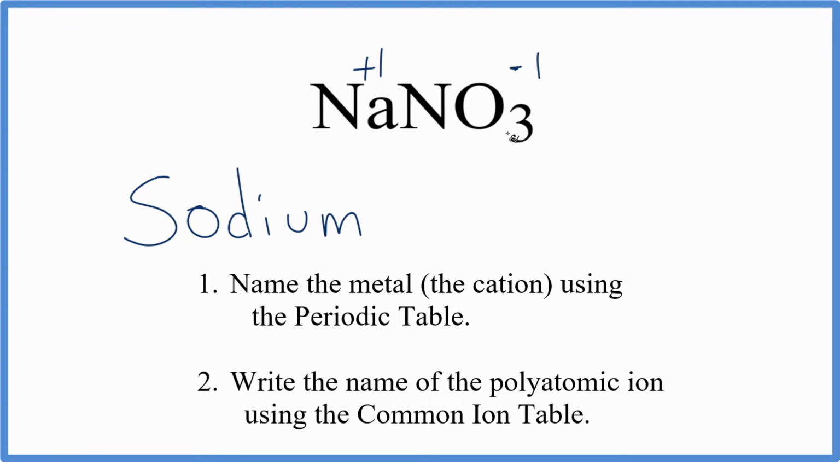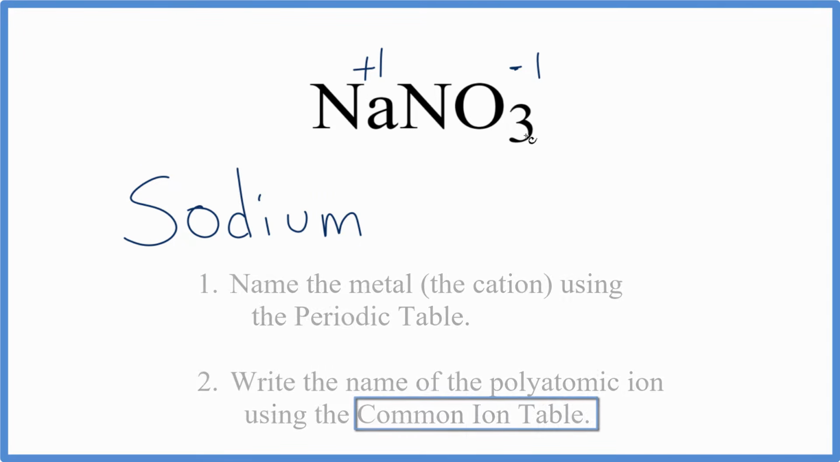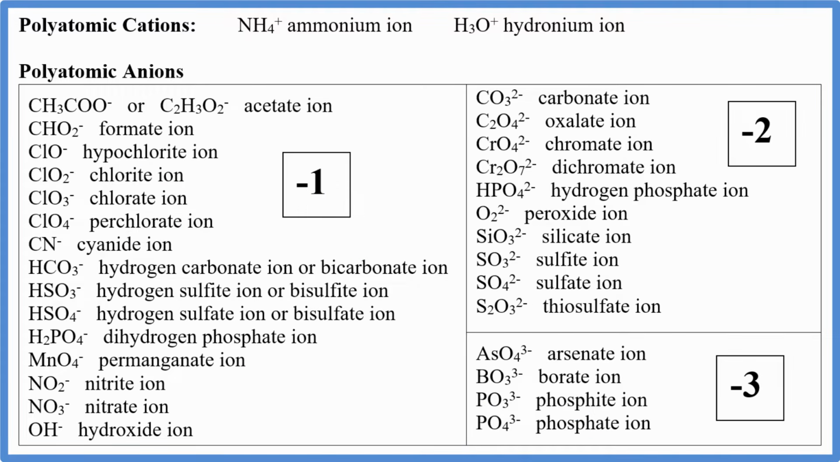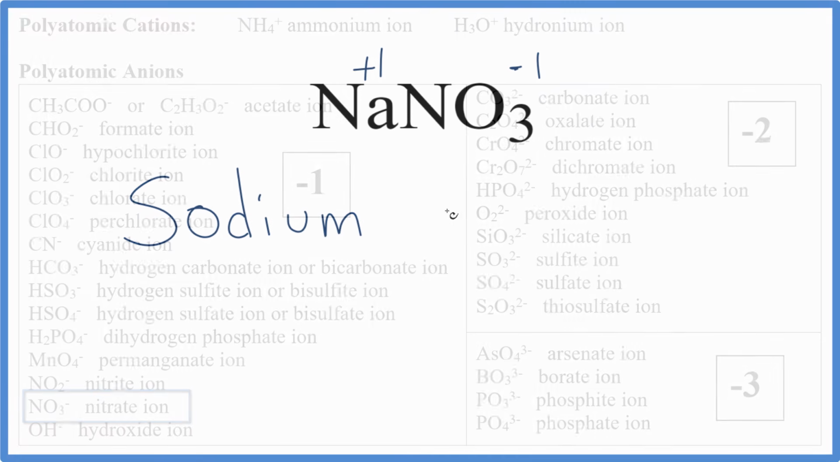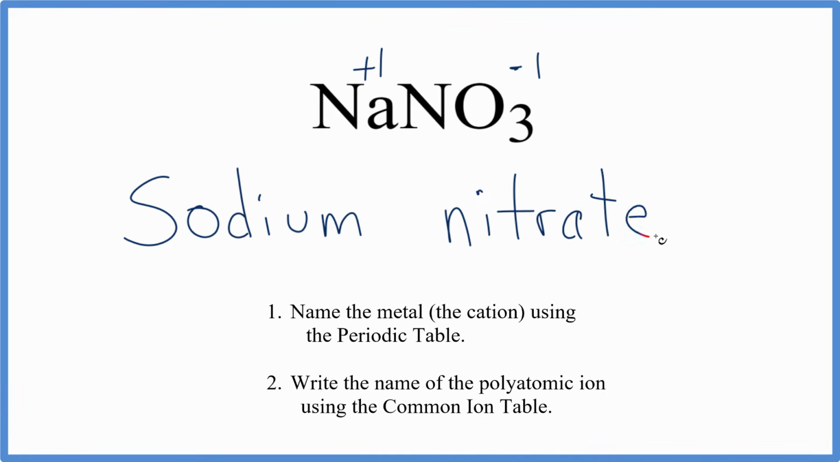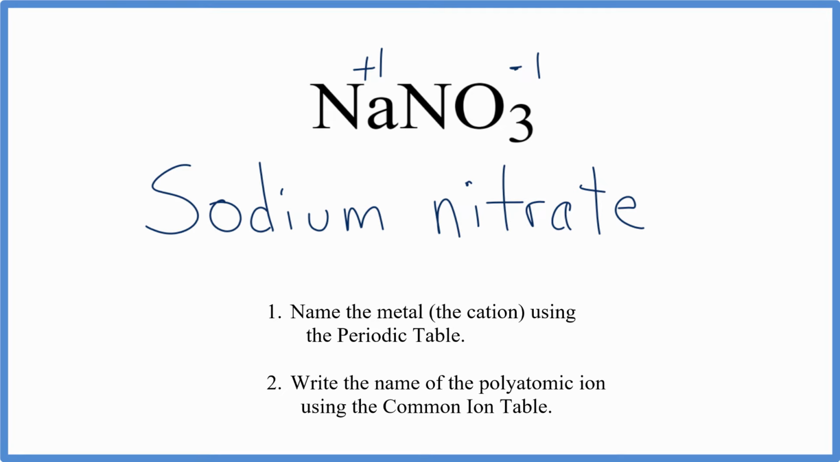And then we have this NO3-. That's not on the periodic table. We need to go to a common ion table, and you're often given one of these in class or on a test, but check to make sure. And we'll look up NO3-. So we look through the common ion table, we have the -1s, -2s, -3s. We're looking for the -1, and as we go down, we see that NO3 is the nitrate ion. So we go back and we write nitrate, and that's it. That's the name for NaNO3, sodium nitrate.